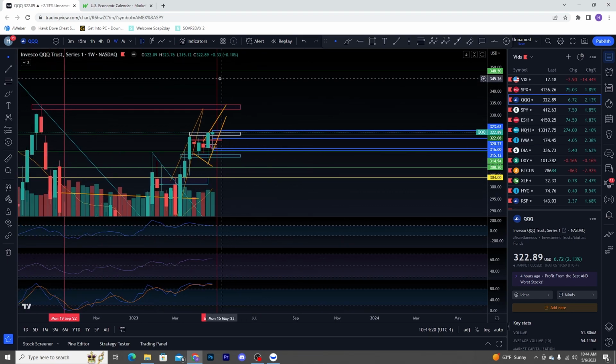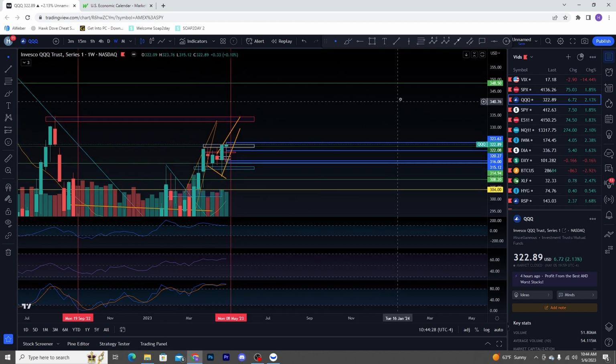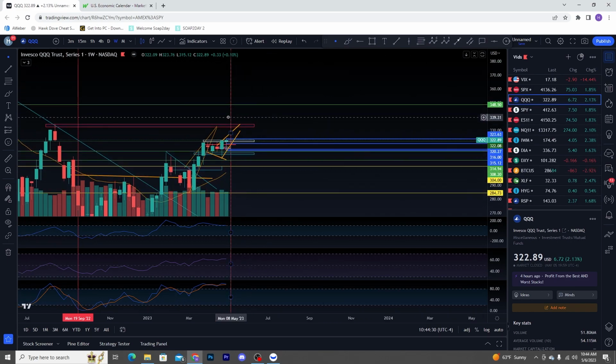So just be ready for anything. Obviously, intraday action is intraday action. We could trade it on a daily basis, but in reality, yeah, we are loading. We're loading for a big sell. All right, so let's move on.